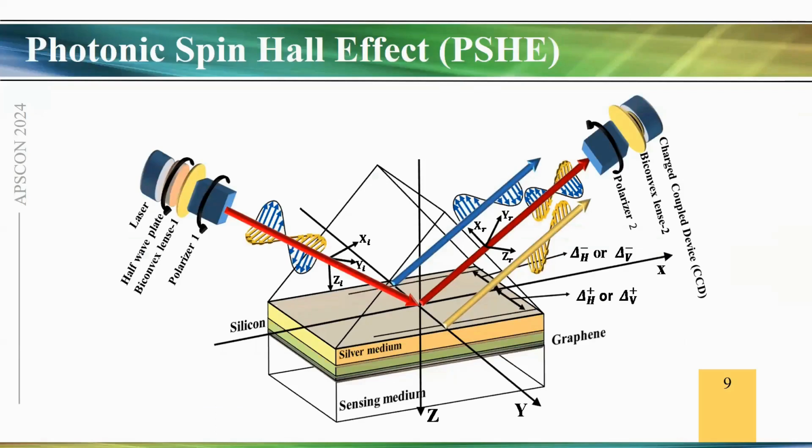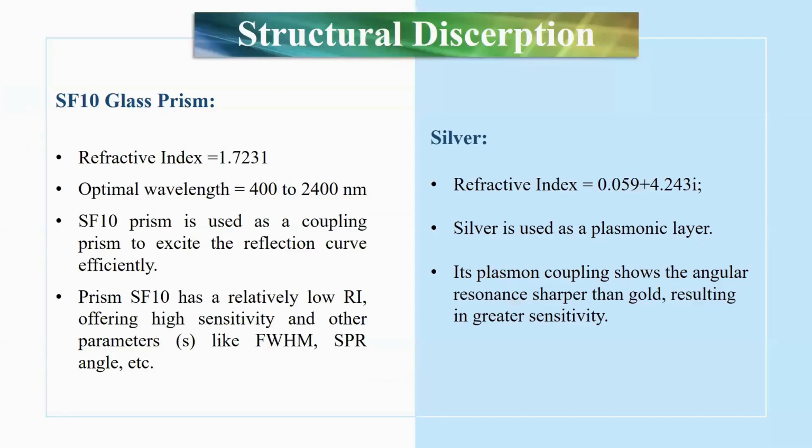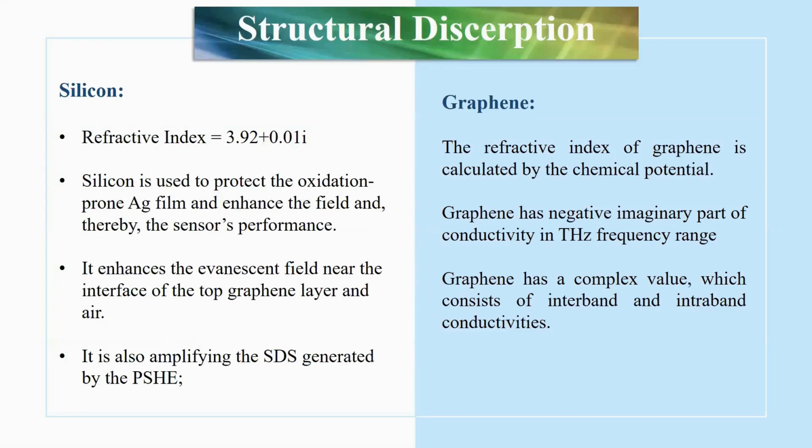This is the schematic diagram of my presentation. In this, we are using three layers. Structural description: first of all, we are using a prism for coupling the light, whose refractive index is 1.7231, and then we coat the prism with silver, with a coating thickness of about 46 nanometers. Silver is used as the plasmonic material. After the plasmonic material, we use silicon for field enhancement. The refractive index of the silicon is 3.922. After that we are using graphene, whose refractive index is calculated from the chemical potential.